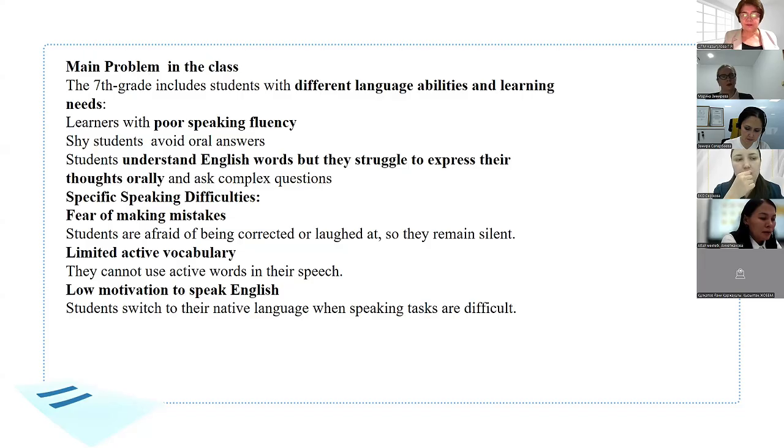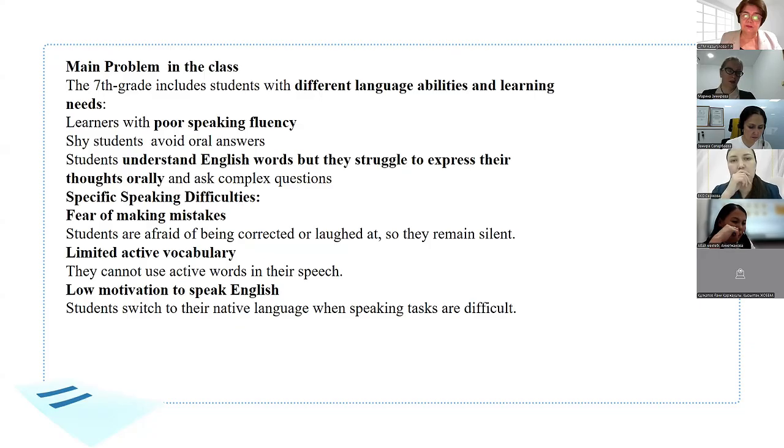Some learners have poor speaking fluency. They know many English words, but they can't speak easily. Some students are shy, so they avoid answering questions orally. Many students understand English, but they struggle to express their thoughts and ask complex questions. One big problem is fear of making mistakes. Students are afraid of being corrected or laughed at, so they prefer to stay silent.